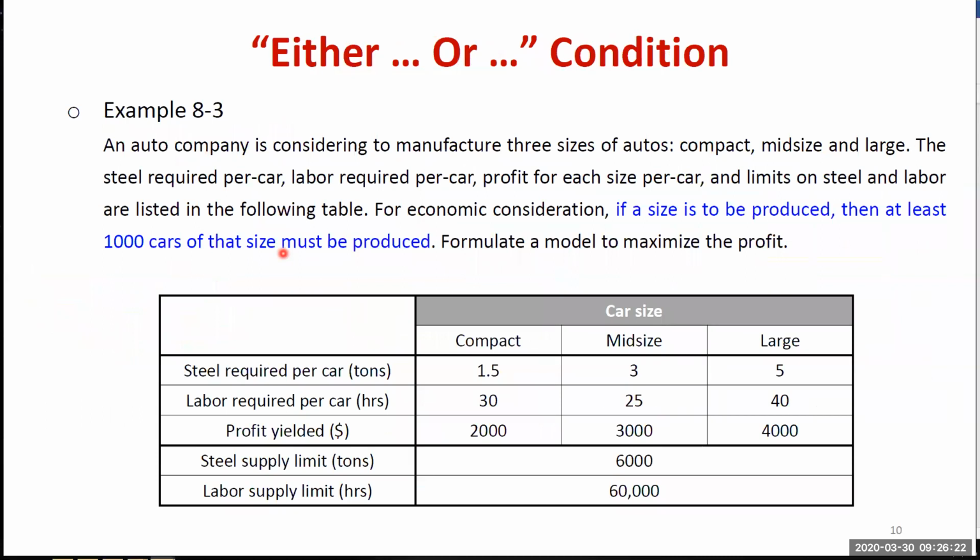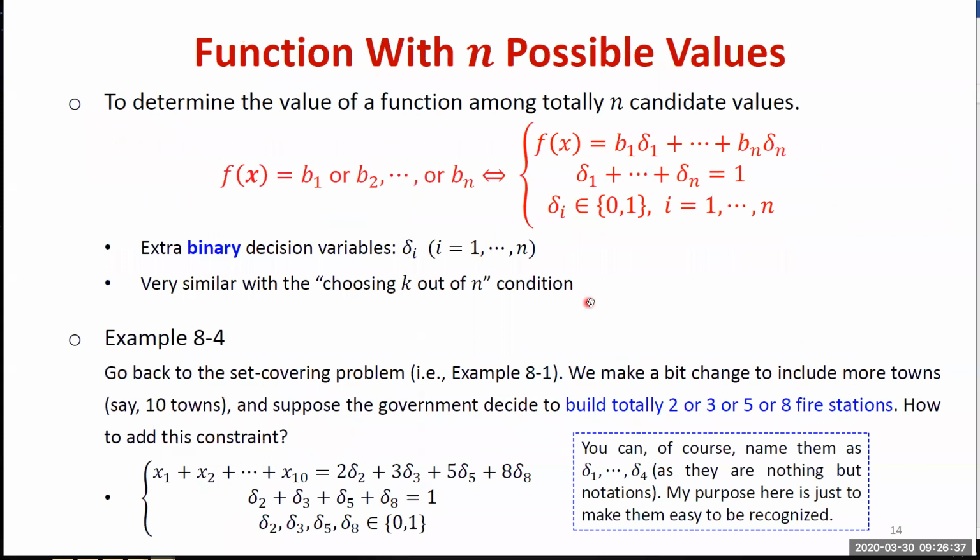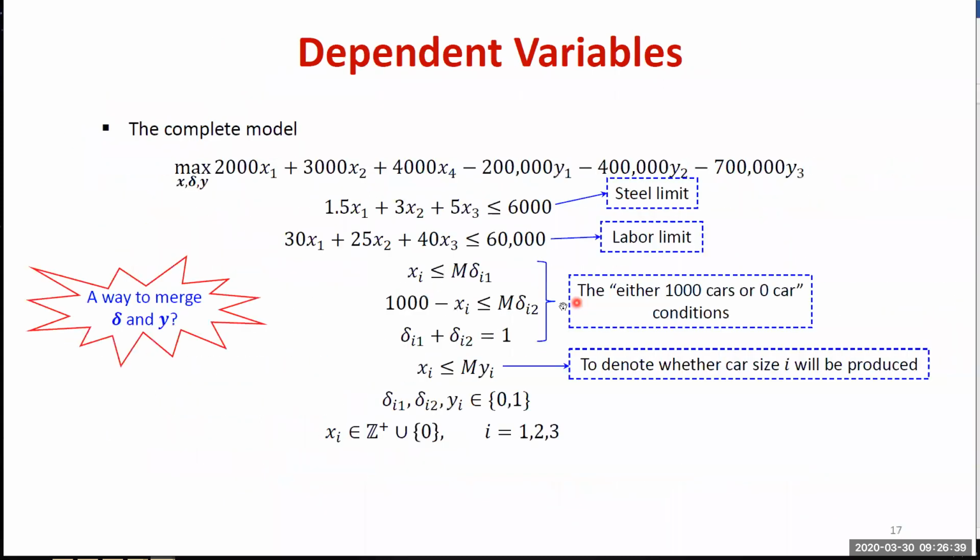No way. Again, for economic reasons. In other words, if a size is to be produced, then first I need to produce at least 1,000 cars of that size, and second, I need to pay for the corresponding initialization fee, right? So actually, you know what? These two are the same.